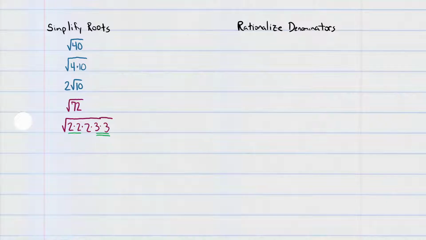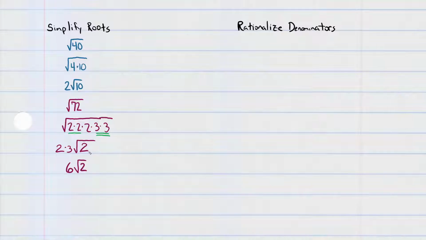So, when I have 2 copies of a number underneath the root, it can come outside as a single copy. In the same way, a single copy of 3 comes out of the root, and then I'm left with a single 2 underneath. Well, since I brought out a 2 and a 3, 2 times 3 is 6.